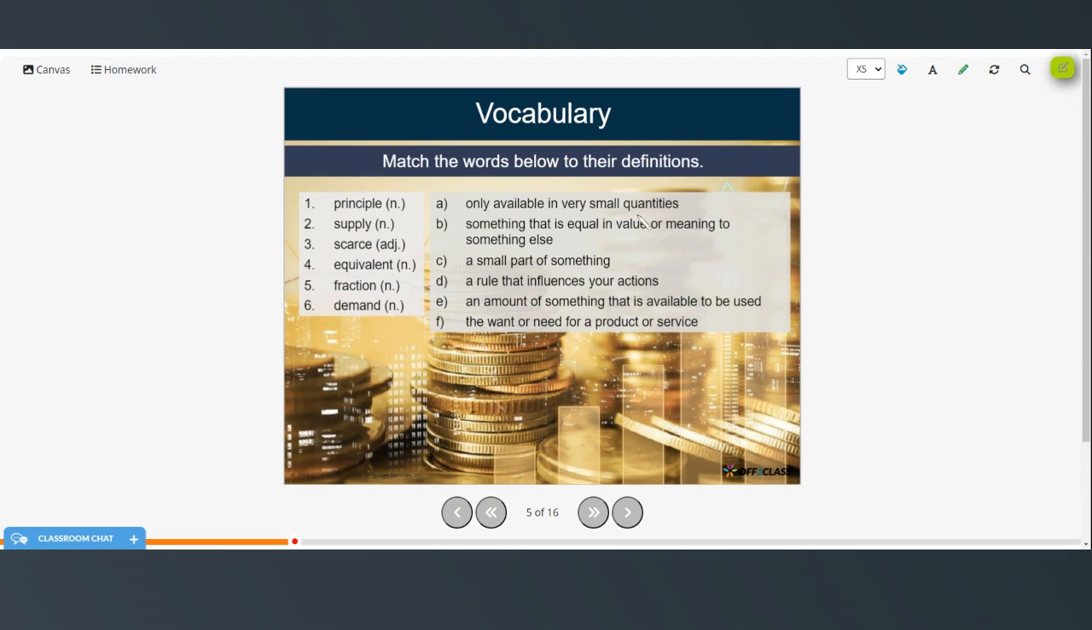All right, only available in very small quantities. That would be number 3, scarce. Something that is equal in value or meaning to something else. That would be number 4, equivalent. A small part of something. That's number 5, fraction. A rule that influences your actions. That would be number 1, principle. The amount of something that is available to be used is supply. And the want or need for a product or service is number 6, demand.